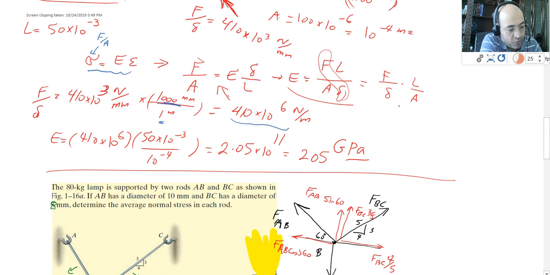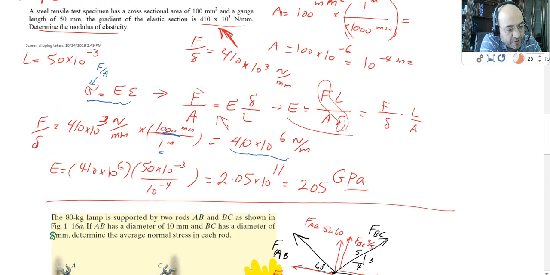And then I have L over A. L is given to me. A is given to me. I'm going to put them there.